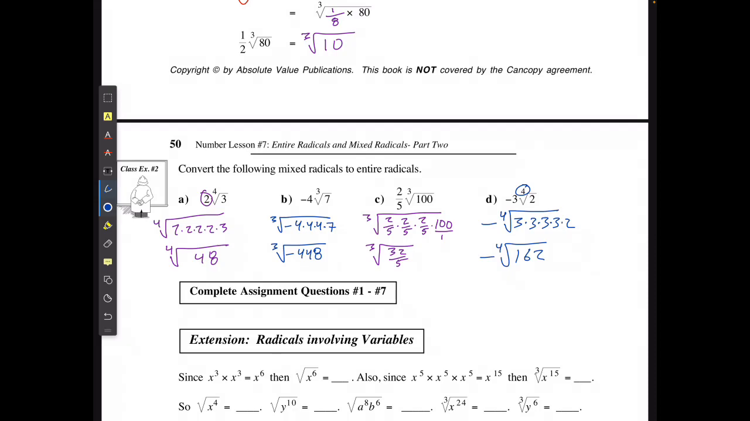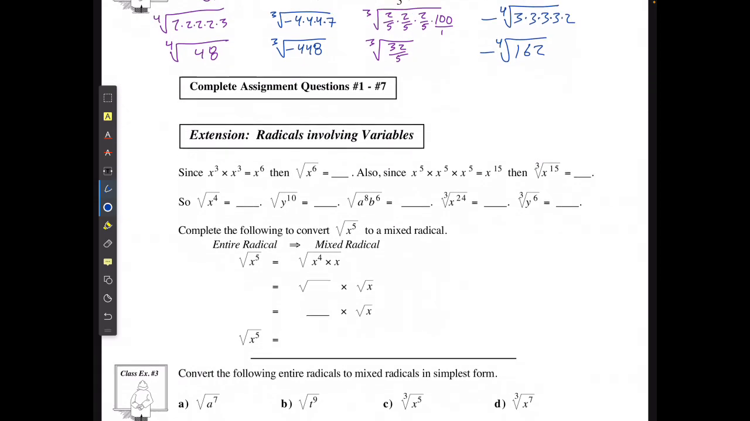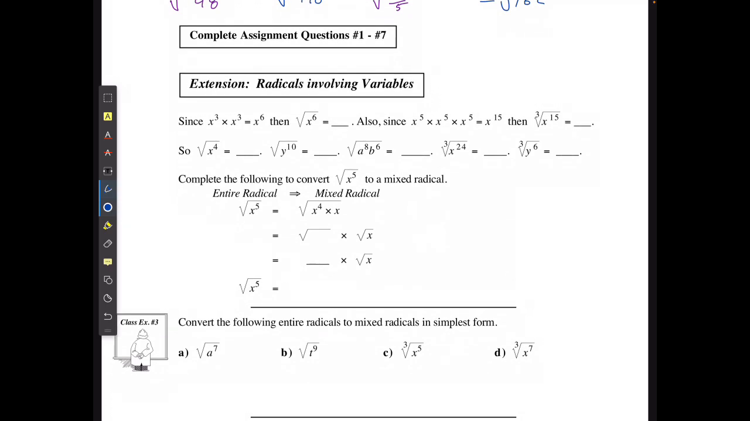Now, I can do the same process with variables. Since x to the power of 3 times x to the power of 3 is the same as x to the power of 6, where I'm just adding the exponents, then I could say that the square root of x to the power of 6 would be x to the power of 3. If I did x to the 5 times x to the 5 times x to the 5 and get x to the 15, then the cube root of x to the 15 would be x to the 5.